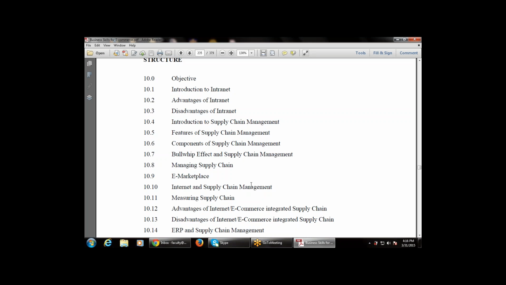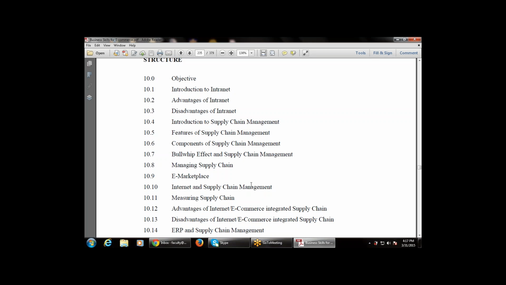Then introduction to the internet. What is the internet? Why are we using the internet? Advantages of the internet, disadvantages of the internet. Introduction to supply chain management, that is, what is supply chain management? Features of supply chain management, components of supply chain management. So introduction, features and components of the same topic, supply chain management.